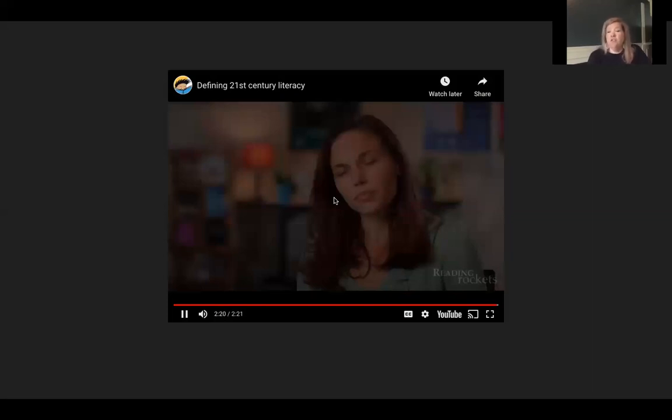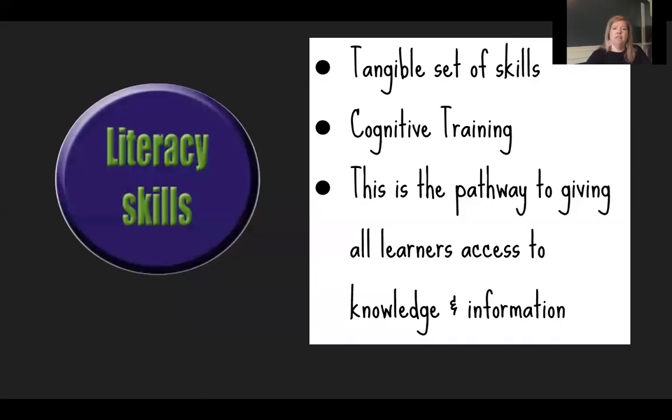It can be thought of in terms of skills. It can be thought of in terms of its ability to be practiced or applied. It could be thought of as a learning process, and it can be thought of in terms of text or the subject matter. So let's break down each of those a little bit. The first one was literacy skills.